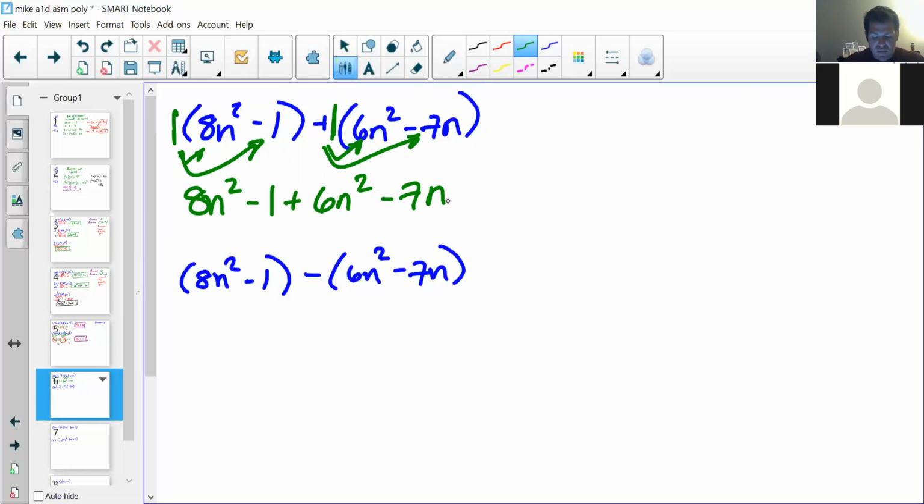I have 8n squared minus 1 plus 6n squared minus 7n. And I want to combine like terms where possible. Now remember, our like terms here are the same exact variable with the same exact exponent.